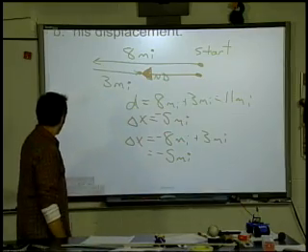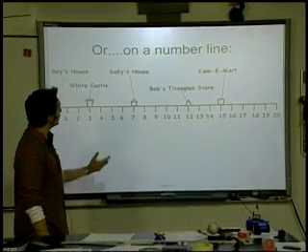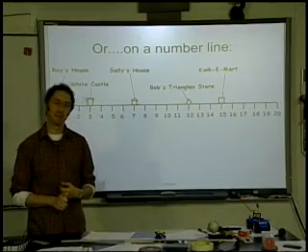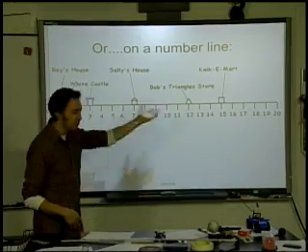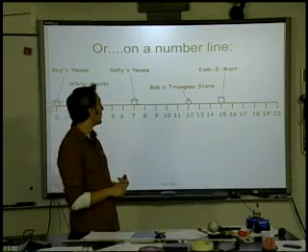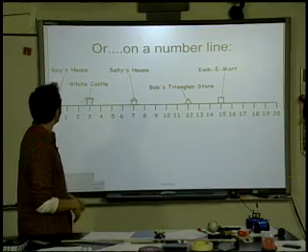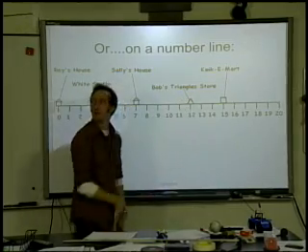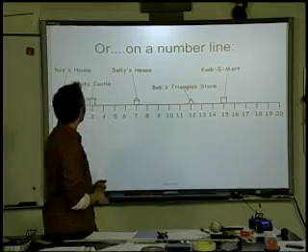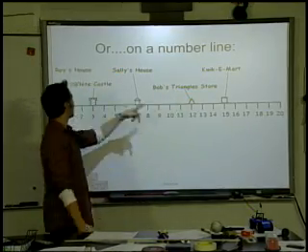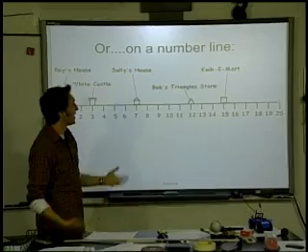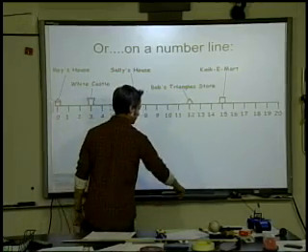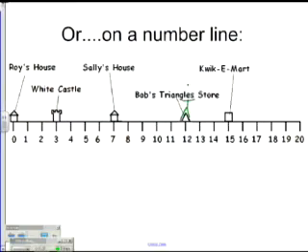Okay. The final example I want to walk you through is occasionally we'll have problems that take place on a number line. Okay. The number line actually measures what's called position. We'll learn about that a little bit more later on. But suppose we had a scenario where, I don't know, let's say that somebody walked from Bob's Triangle store, where he sells triangles, to White Castle and then back to Sally's house. Okay, so here's our person.